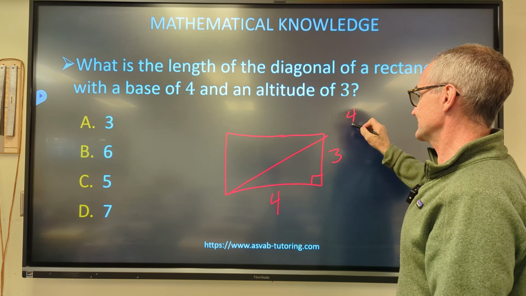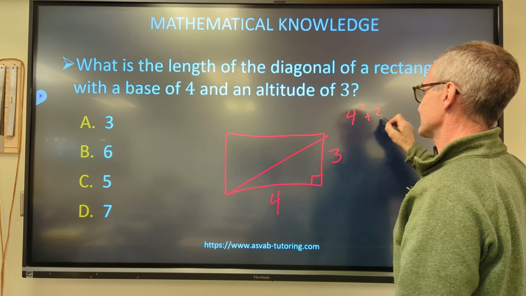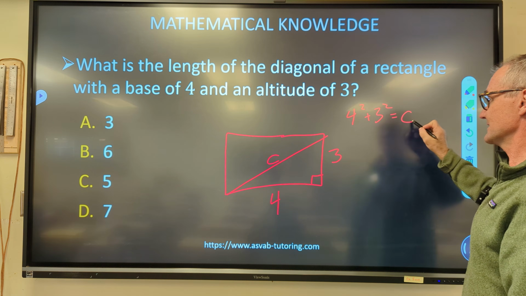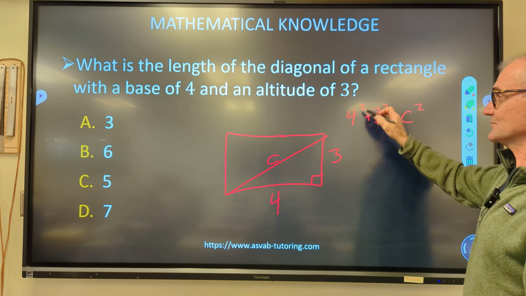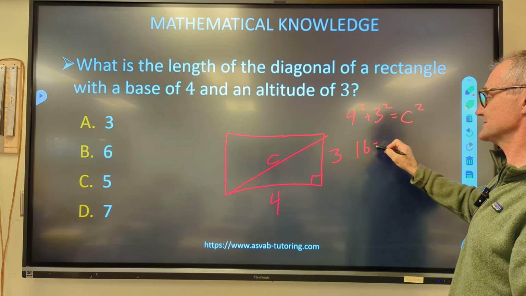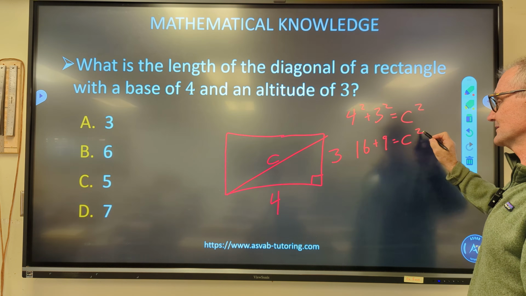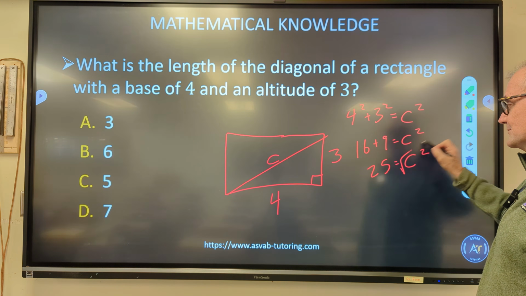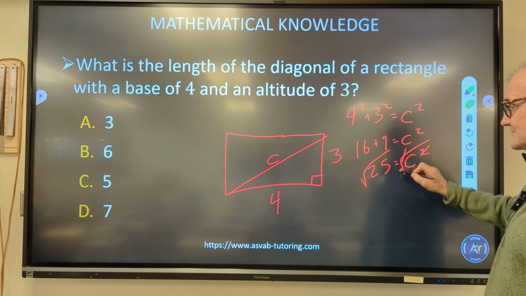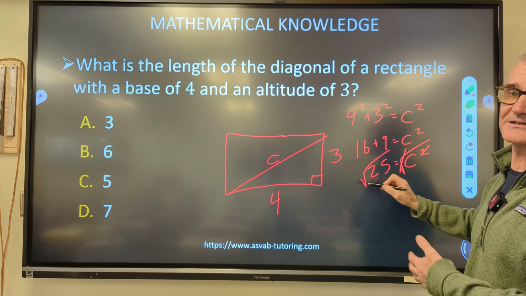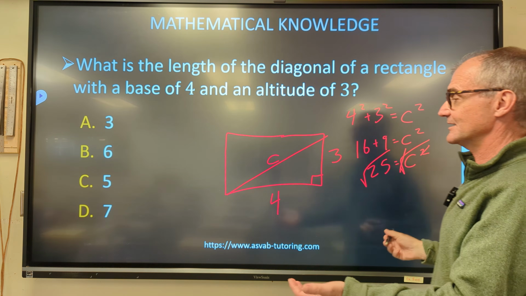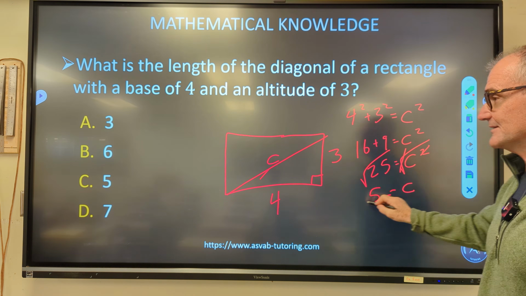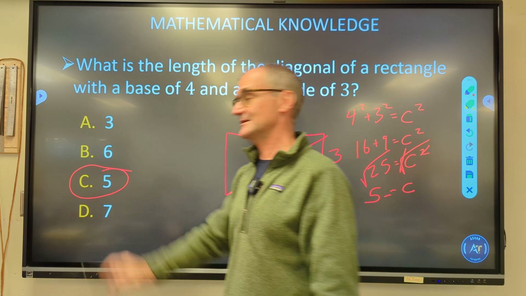I take one leg squared plus the other leg squared is equal to, I don't know what that is, so I'm going to call it C, the hypotenuse squared. 4 squared is 16. 3 squared is 9, equals C squared. 9 and 16 is 25, equals C squared. Square root of each side, that'll get rid of that square. Square root of 25 is plus or minus 5. However, it can't be a negative, so I have to keep the 5. So C is equal to 5. Correct answer, oh, coincidentally, C.